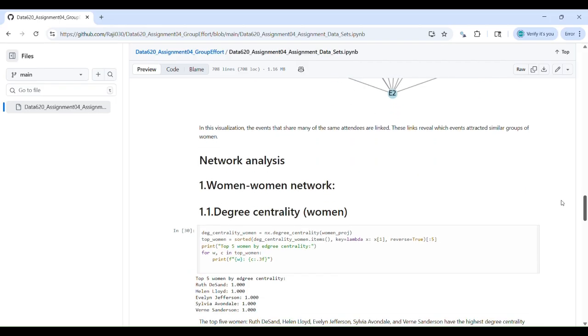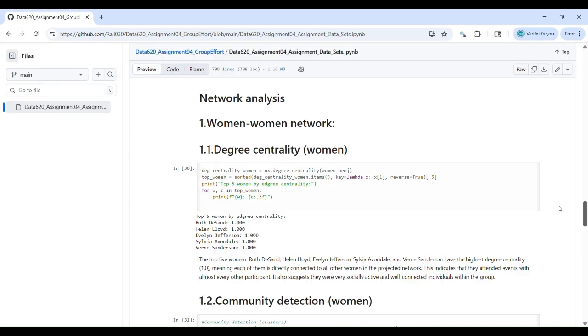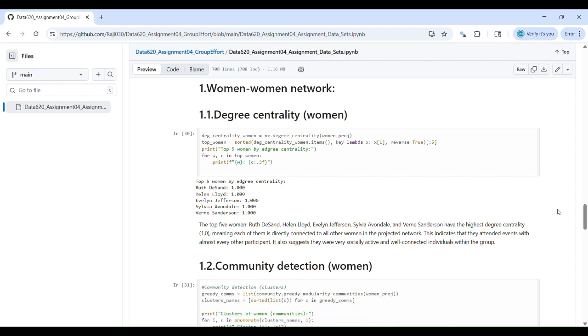Then we did the network analysis. At first, we did the women network analysis. Here we first measured degree centrality, and we computed the top five women by degree centrality. And here are the names.